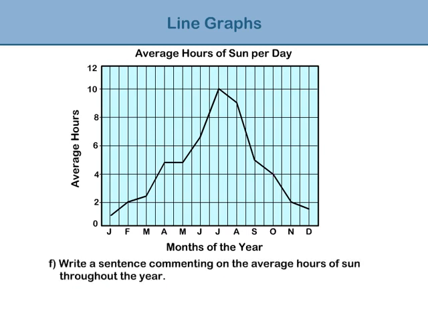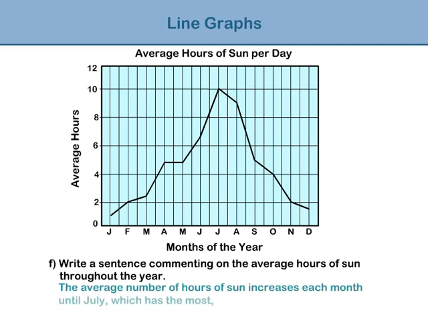F. Write a sentence commenting on the average hours of sun throughout the year. This time we must look at the graph as a whole and comment on any trend or pattern we see. The average number of hours of sun a day increases each month. We can see this as the graph slopes steadily upwards, until July, which has the most. Then it starts decreasing again towards the end of the year. We can see this as the graph starts sloping down again.